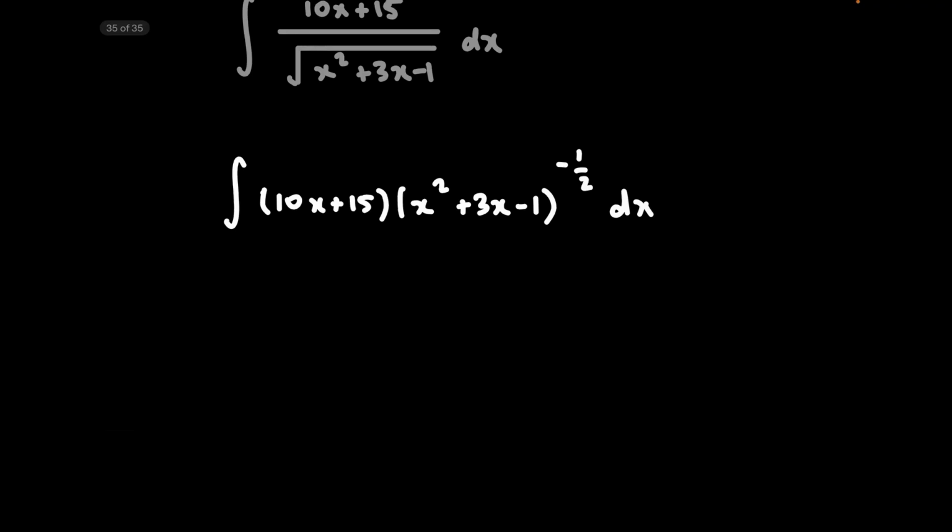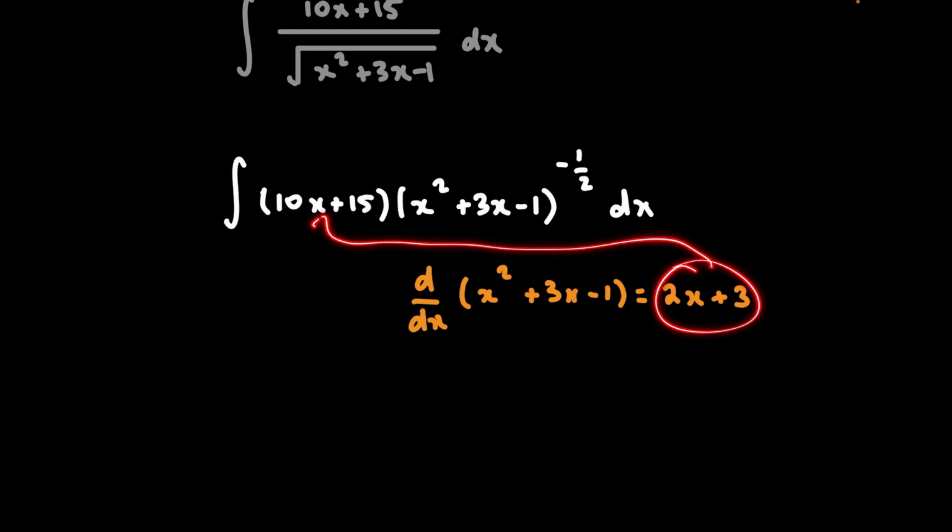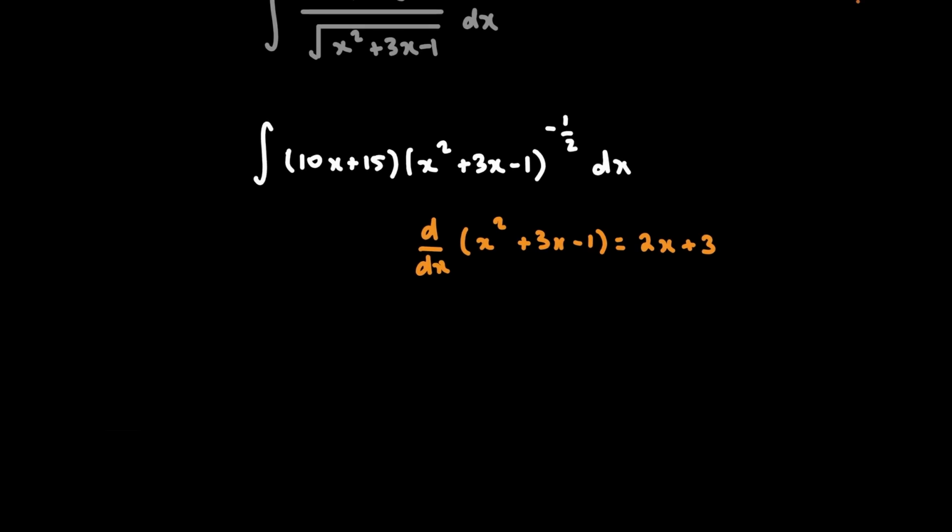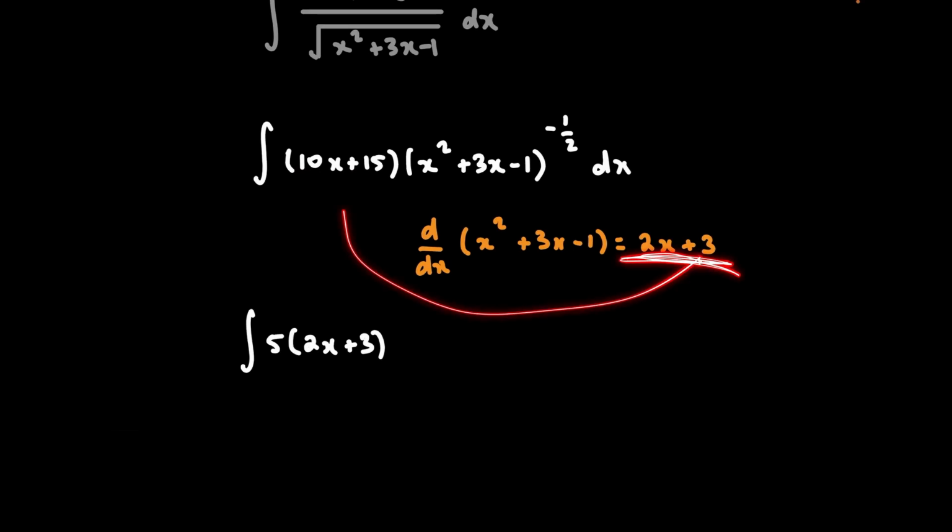Now what can I do? We need to work out what is the derivative of this inside bracket here. The derivative of x squared plus 3x take 1 is simply equal to 2x plus 3. And do I have that next to my function? Not quite, but I can recognize something. If I factorize out a 5 from this bracket, I'll be left with 2x plus 3. That's literally what I want in my equation.